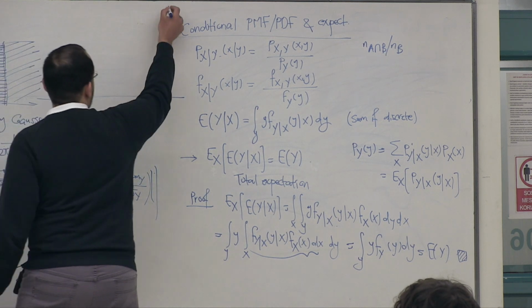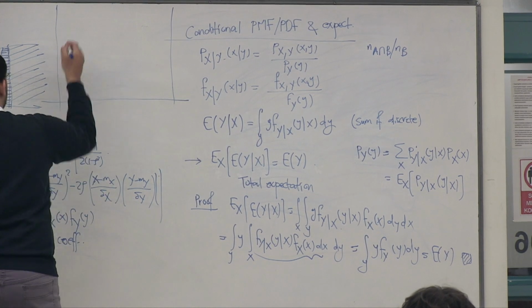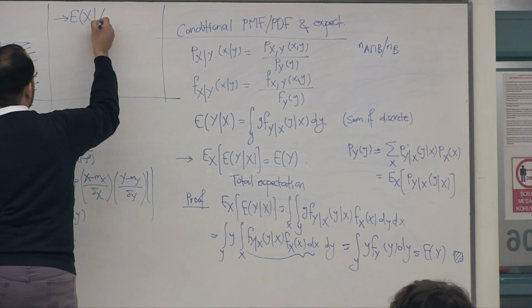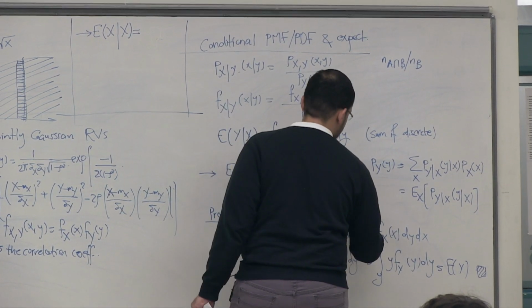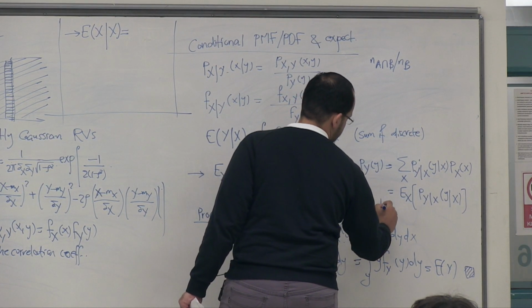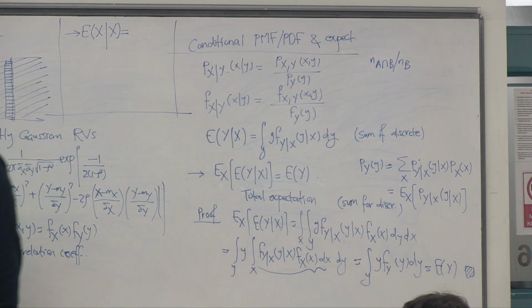One last thing. What is the expected value of x given x? Obviously here we did it for the continuous case, but you can also sum for the discrete case. What is the expected value of x given x?